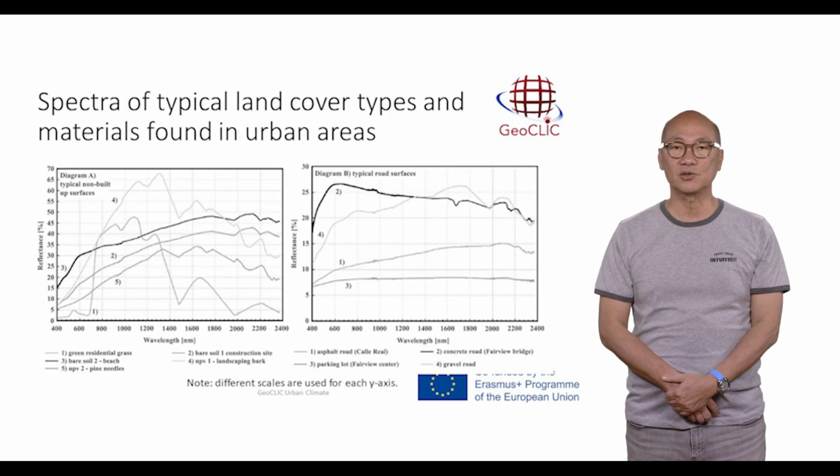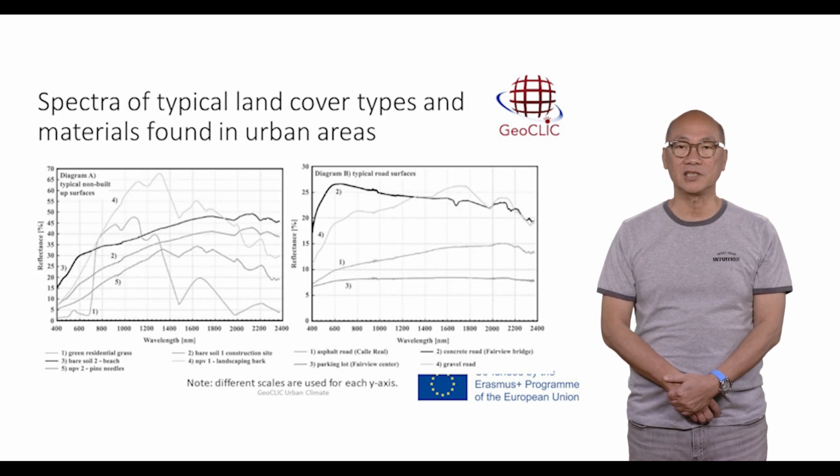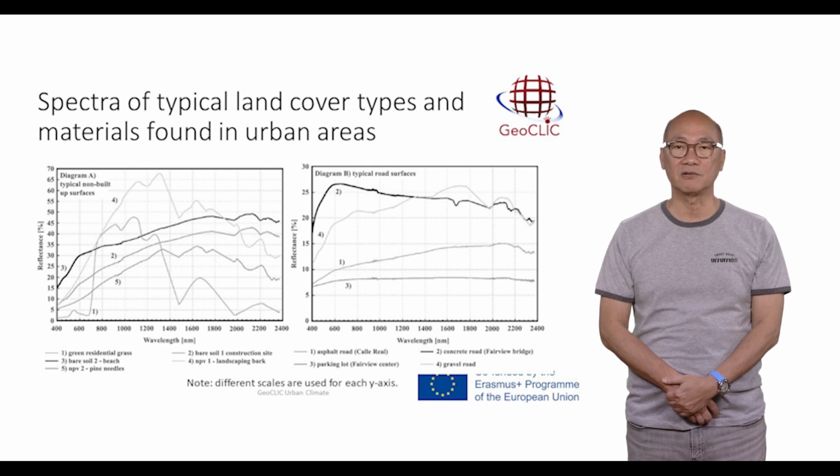This slide shows 2 figures. To the left is the spectra of typical non-built-up surfaces, namely 1. Green residential grass. 2. Bare soil from construction site. 3. Bare soil from a beach. 4. Non-photosynthetic vegetation surface with landscaping bark. 5. Non-photosynthetic vegetation surface with pine needles.